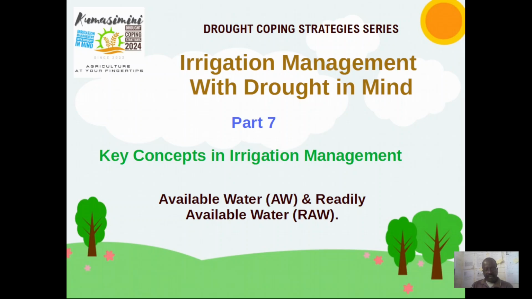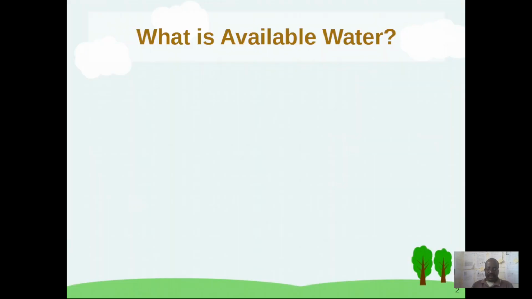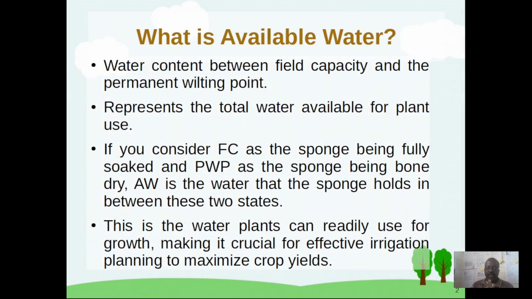And in this episode, the two concepts we are going to be discussing are available water and readily available water. What is available water? Available water is the water content between field capacity and the permanent rooting point. It represents the total water available to the plant for use. If you consider that field capacity is when the sponge, which was the example we gave in our earlier video, is fully soaked, and permanent rooting point as the sponge being bone dry, then available water is the water that the sponge holds in between these two states.